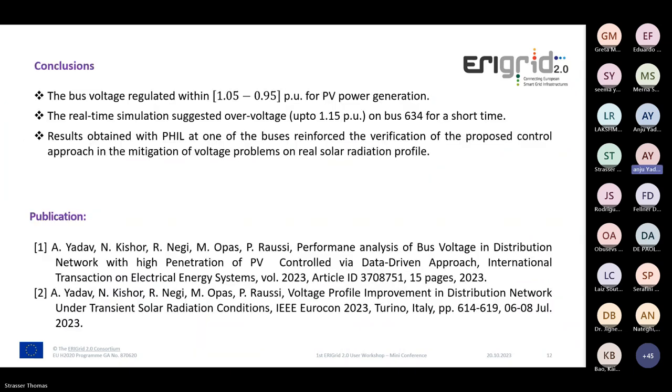So now I would like to conclude my work. From the results obtained, we can conclude that the bus voltage is regulated within the limit, that is 0.95 per unit to 1.05 per unit, for PV power generation, and the over voltage up to 1.15 per unit is obtained only on bus 634 for a very short time when no control is applied. And when PHIL is connected to one of the buses of the system, the obtained results verified that the proposed control approach is able to reduce the voltage variation issue under real-time solar radiation.